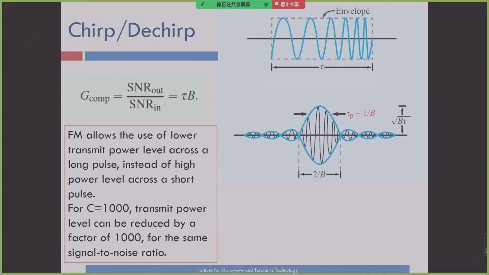So J comp is called the gain because it is related to the signal-to-noise ratio at the receiver side and the transmitter side. They're also related to tau times speed, the bandwidth.